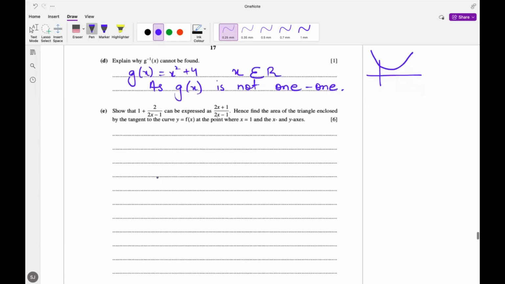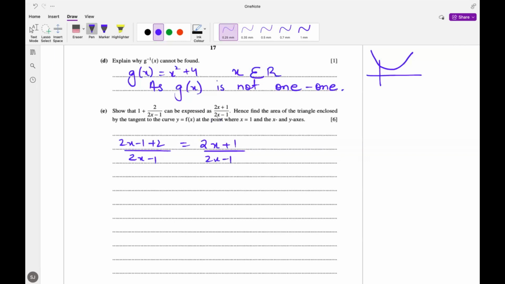Now in part E, it says show that 1 plus 2 upon 2x minus 1 can be expressed as 2x plus 1 upon 2x minus 1. So first we'll take the LCM, which will be 2x minus 1. 1 will multiply by 2x minus 1, plus 2. So minus 1 plus 2 will become a plus 1. So that will be 2x plus 1 upon 2x minus 1.